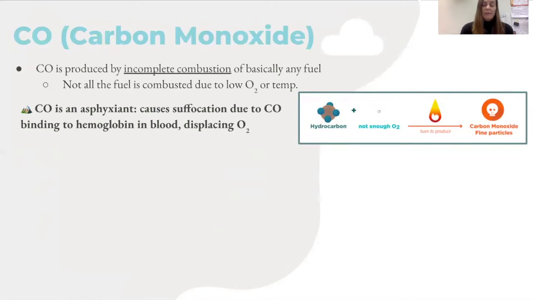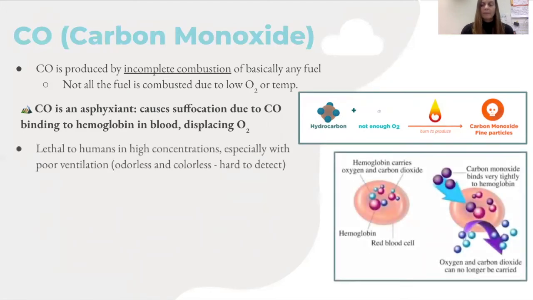Carbon monoxide is an asphyxiant. That means that it causes suffocation, because when carbon monoxide gets into our lungs, it binds to the hemoglobin in our blood. And the hemoglobin's job is to transport oxygen to our cells and bring carbon dioxide back. When the hemoglobin is bound to carbon monoxide, it can't carry oxygen to the cells, it can't bring carbon dioxide back to the lungs, and so it suffocates us without us having the sensation of suffocation. So in high concentrations, carbon monoxide is lethal to humans.